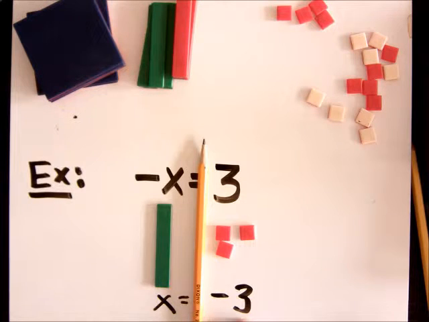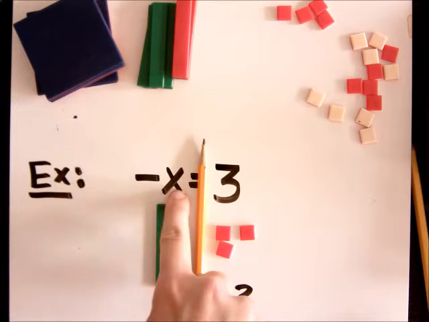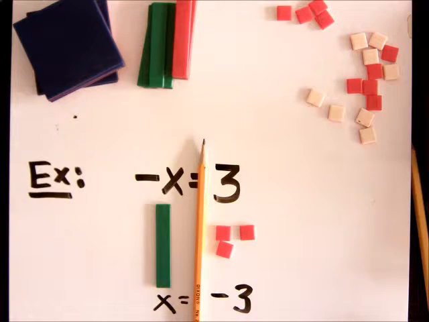So take it back to here. The opposite of negative 3 equals positive 3. Is that true? Yes. All right, let's do another one like that.